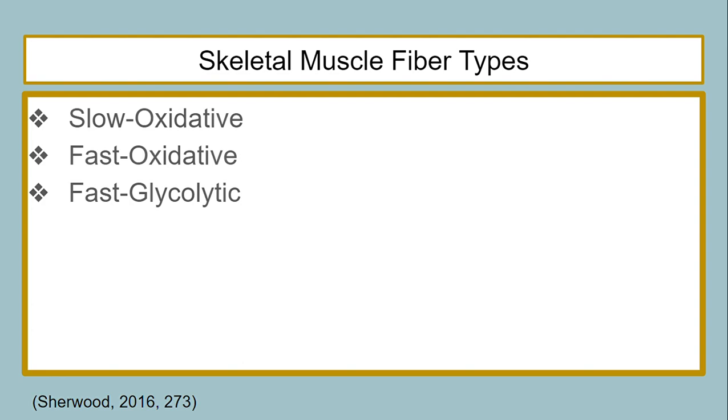Next up, we have fast oxidative, and these are fast contraction muscles. They contract quickly and decontract quickly. They also have many mitochondria. They also have a high hemoglobin content as well as being red.